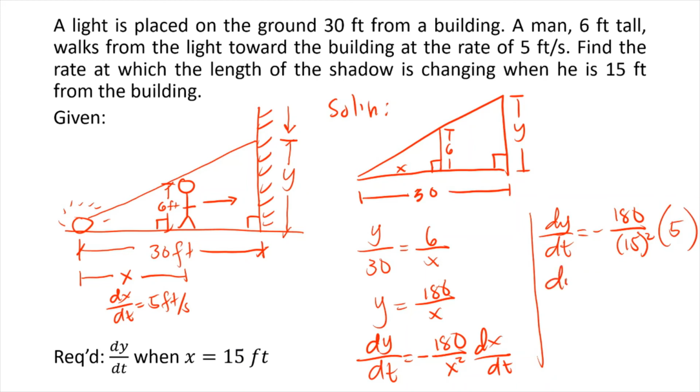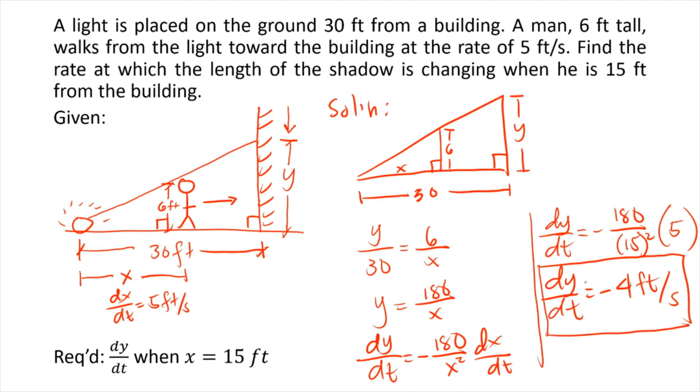dy/dt therefore is negative 4, and the unit is feet per second. So this is now the rate at which the length of the shadow is changing when he is 15 feet from the building. The value is negative because, if you recall, we established earlier that as the person walks toward the building, the length of the shadow will decrease over time.